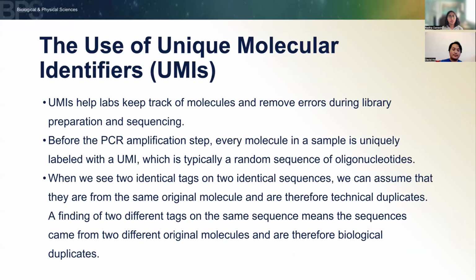So UMIs, or unique molecular identifiers, help labs keep track of molecules and remove errors during the library preparation and sequencing steps. Before the PCR amplification step, which is the step where we create a bunch of these technical duplicates, every molecule in a sample is uniquely labeled with a UMI, which is typically a random sequence of oligonucleotides. When we see two identical tags on two identical sequences, we can assume that they are from the same original molecule and are therefore technical duplicates.